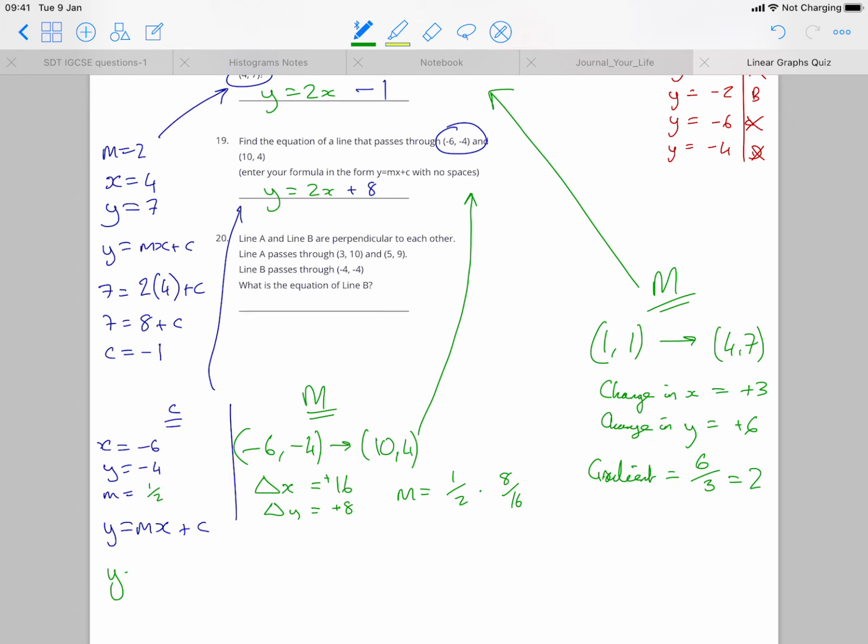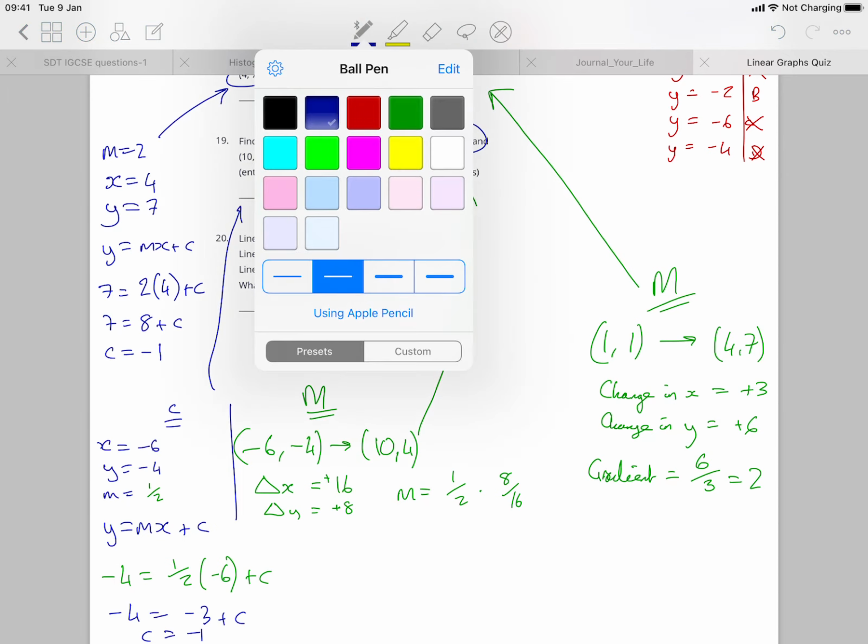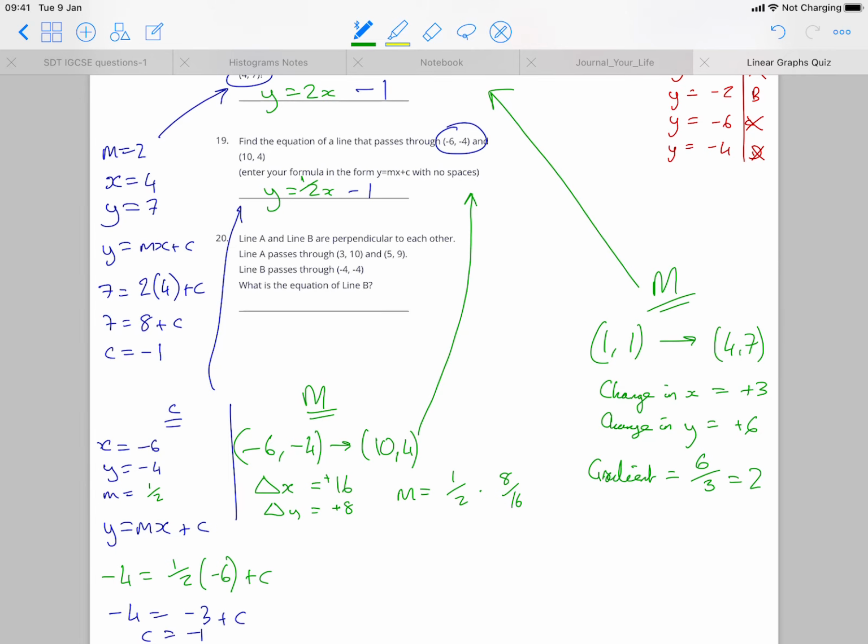So it's going to be y... sorry. Negative 4 is equal to a half of negative 6 plus something. So negative 4 equals negative 3 plus something. c is equal to negative 1. That's still wrong. No, it's not. It's half x. There we go. Now it's right.